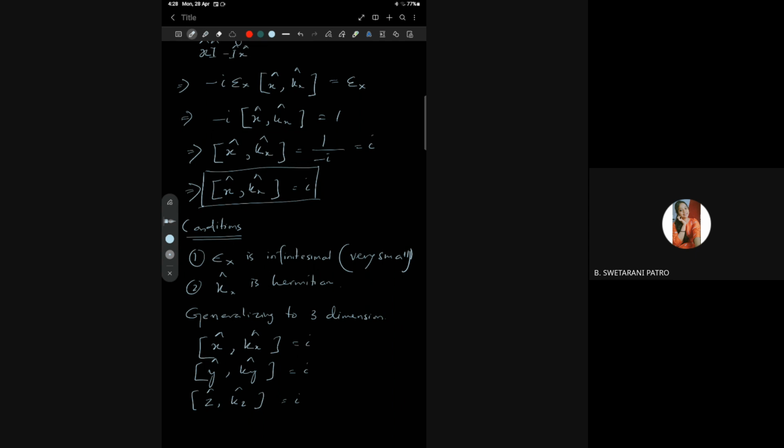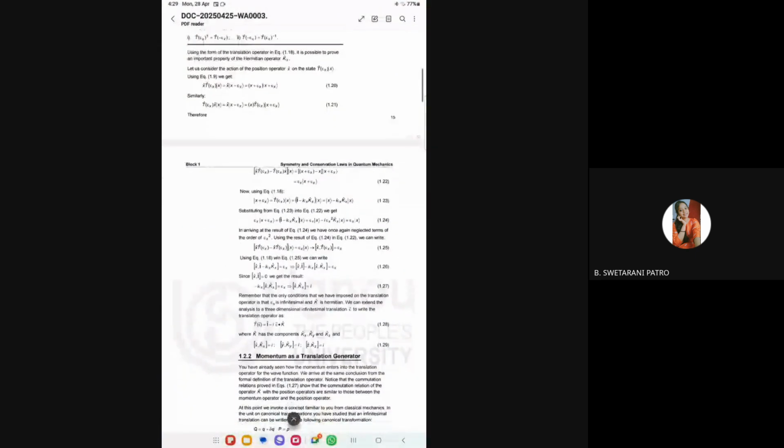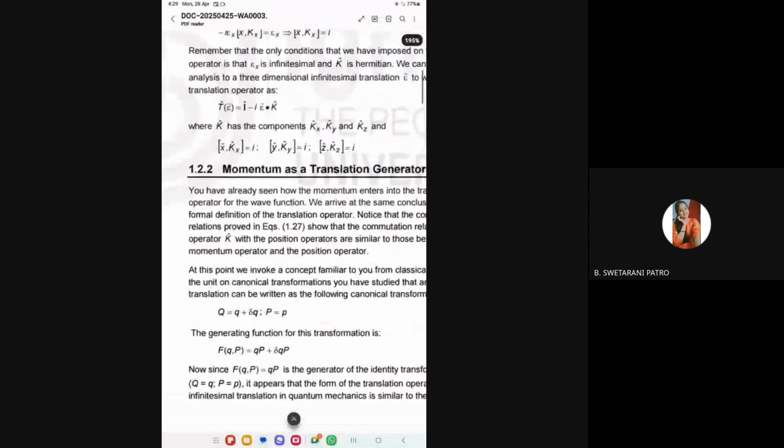So next we will move over to momentum as a translation generator. Okay. So let me go to the material. Once you understand this mathematics, then you should be able to. So next we will start this one.